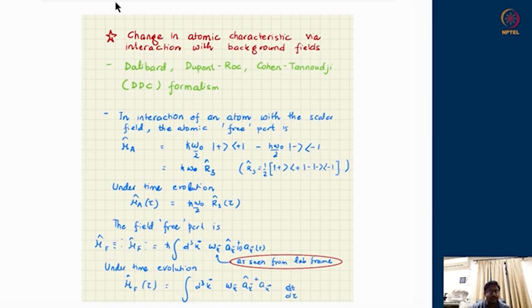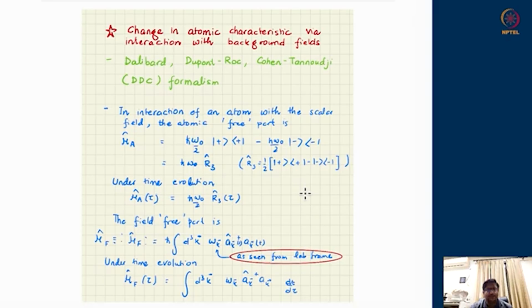Over a long time average, it will settle to a well-known expectation value that we will see in this set of discussions. To obtain a more apparent version of how to compute this shift in the atomic spectra, we will adopt the DDC formalism, named after three people, the Dalibard-Dupont-Roc and Cohen-Tannoudji approach of dealing with the effects of background fields on the states of the atom itself. So let us get going with the understanding that we are no longer looking just for transitions, but are concerned with the change in the characteristic properties of the atom itself.